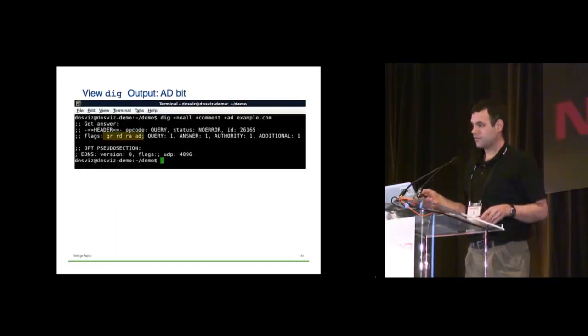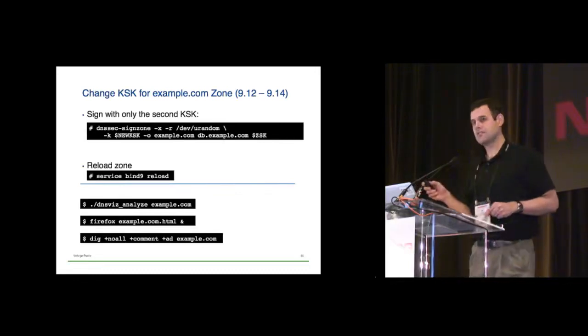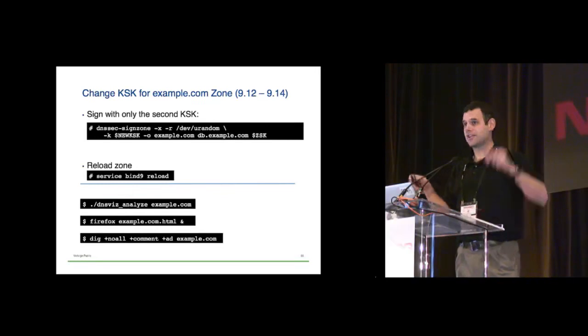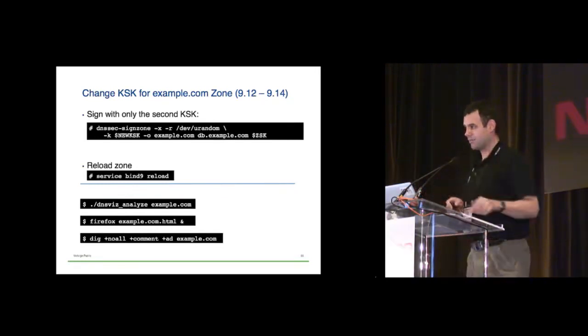Everything still looks good when you do your resolver output 2. You're still seeing the AD bit. That's good. That's all about to change. Okay, we now have a KSK signing the zone. We have a DS record corresponding to it. We're now going to change the KSK which is signing the zone, okay? With these examples, 912 to 914.